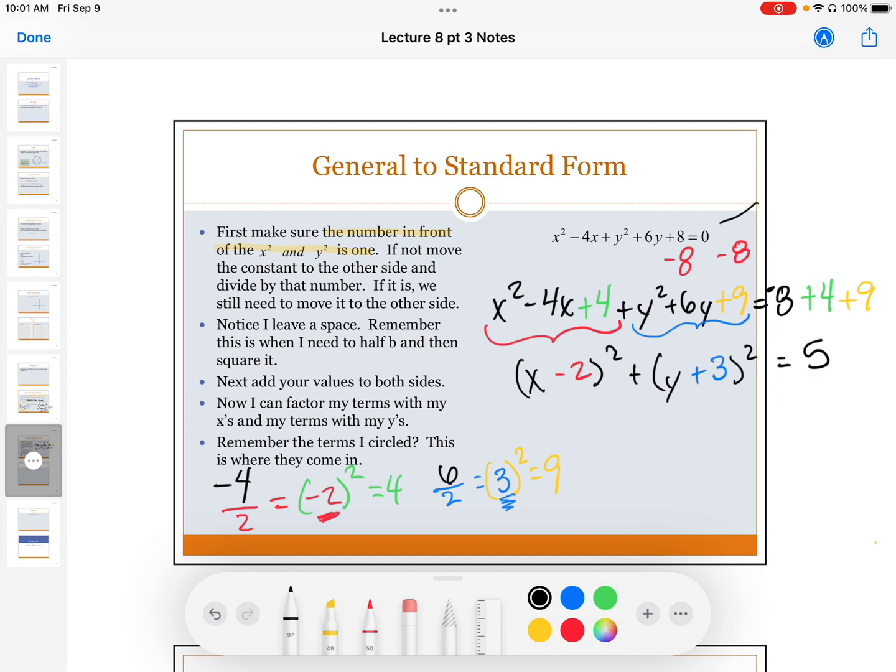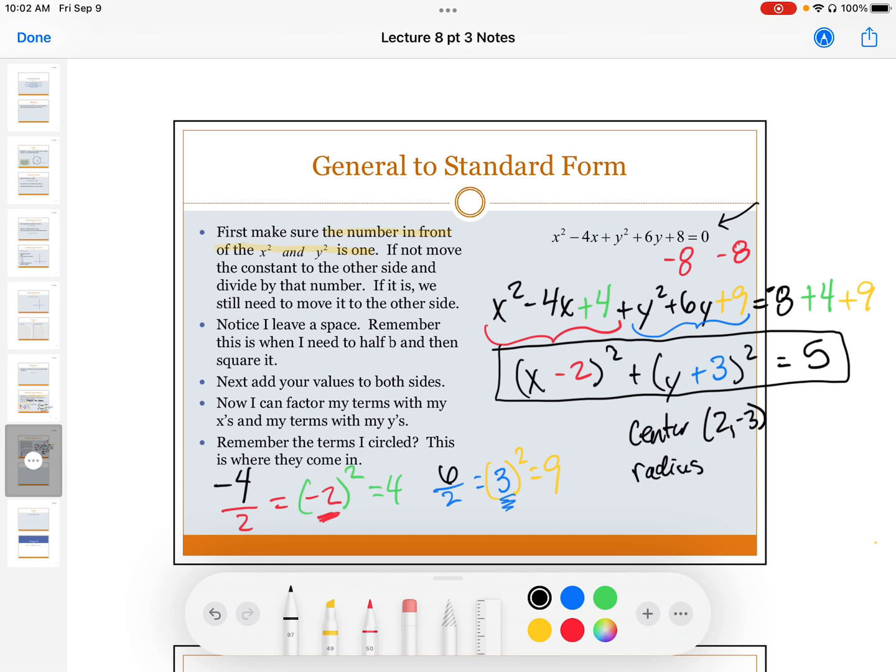So I have now turned this equation that was in the general form into an equation that is in the standard form. Okay, based on that, I can go through and say, okay, its center is at 2, -3, and its radius, remember, is not 5. Its radius would be the square root of 5, which I can't simplify any more than that.